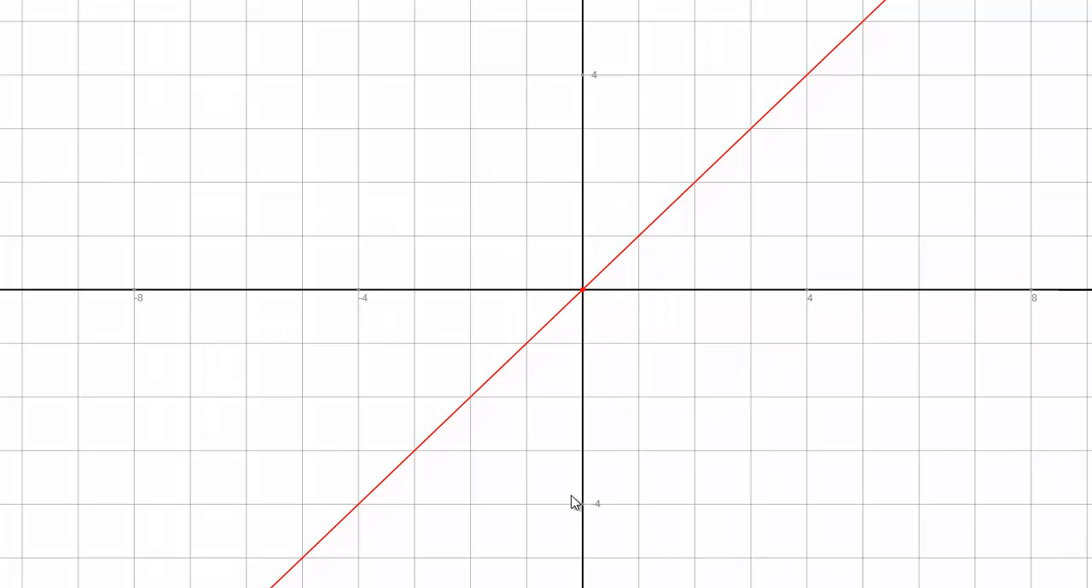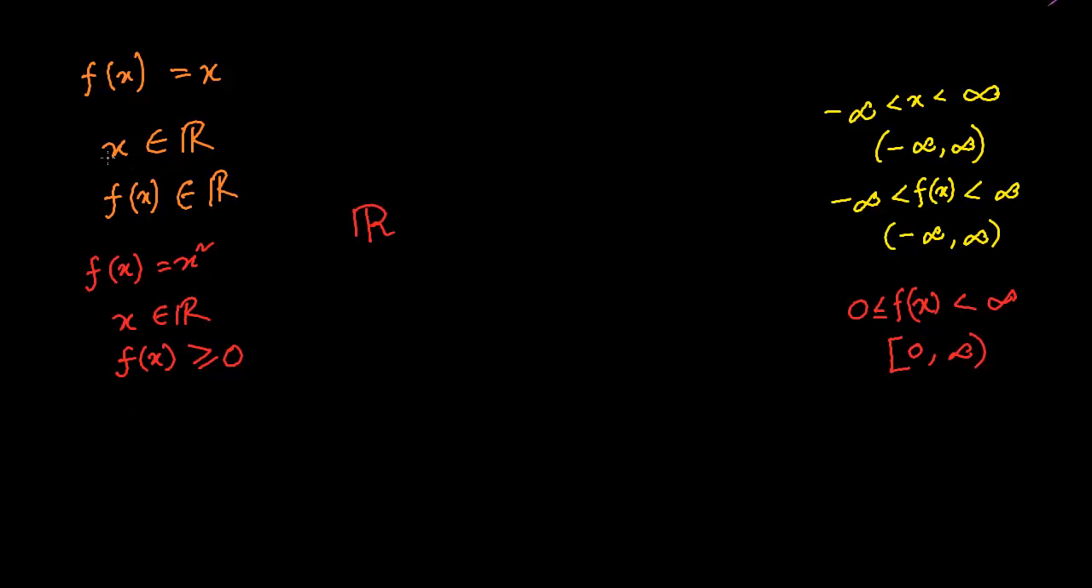And any values of f(x), if you follow the vertical axis, that is also possible. For that particular reason, we see that the domain is x can be any real number, and also the range is f(x) can be any real number.